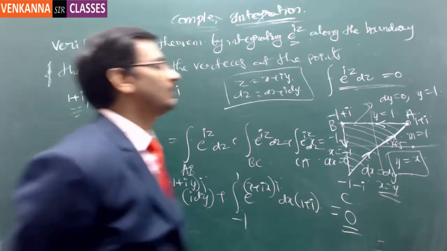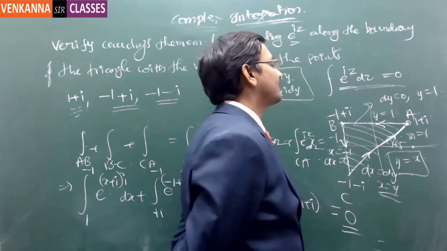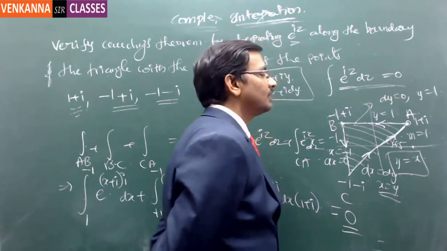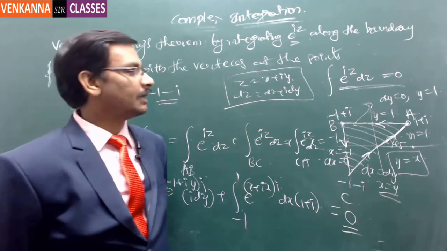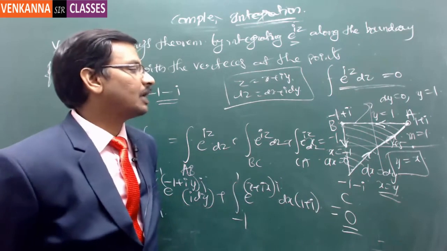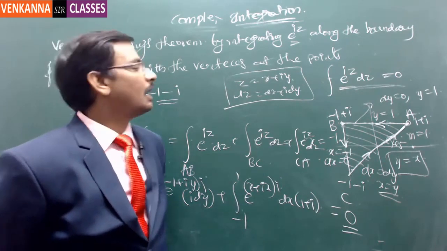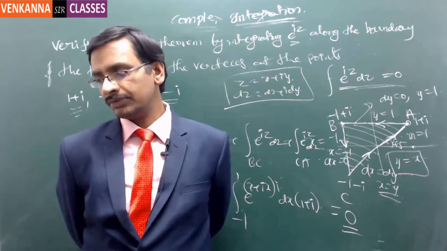Along line AB, the y value is constant, at y equals 1, and x is changing, so there will be a dx part. dy will be 0 because y is constant there. Similarly, along line BC, x is kept at -1 and y is continuously changing, and dx comes out to be 0 automatically because x is kept constant at -1.